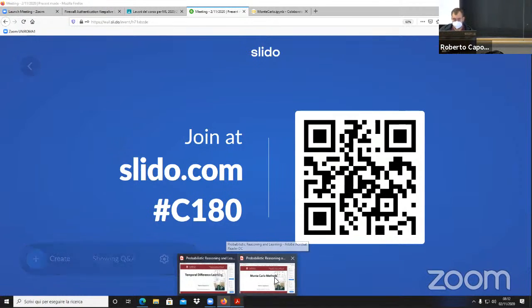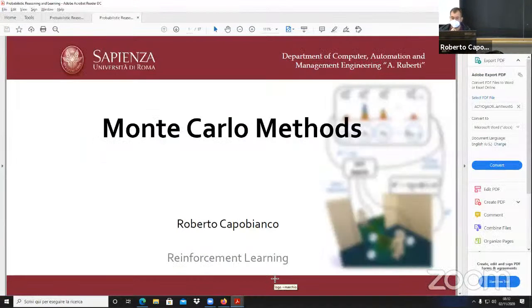Today we're going to continue what we started last week, which is Monte Carlo method for reinforcement learning. And specifically, we'll focus on off-policy methods.